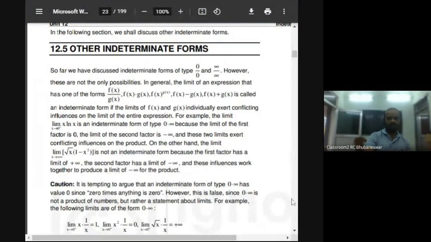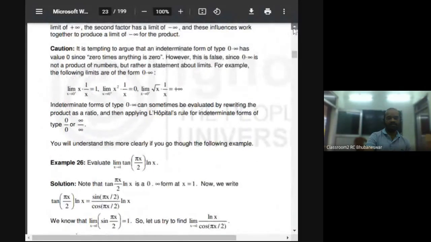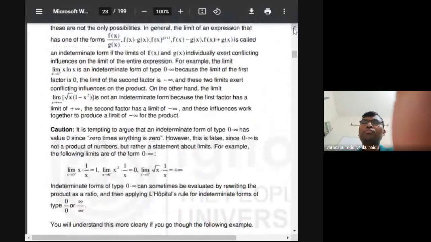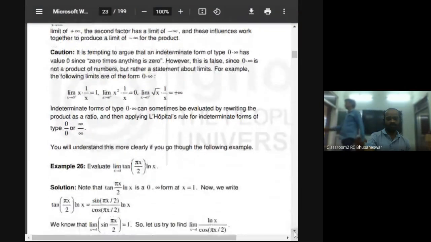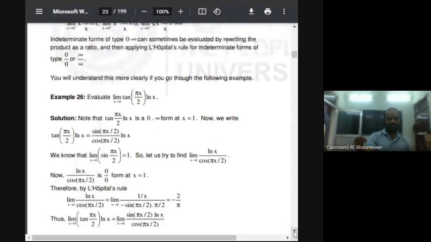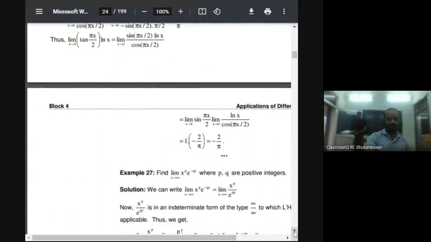But there are some other indeterminate forms which also exist in limits, in the form of 0 into infinity or 0 to the power infinity. Let us discuss how we can convert this kind of indeterminate form to 0 by 0 form or infinity by infinity form, and then finally use the L'Hopital rule to get the result of the problem. So let us begin with the first example.